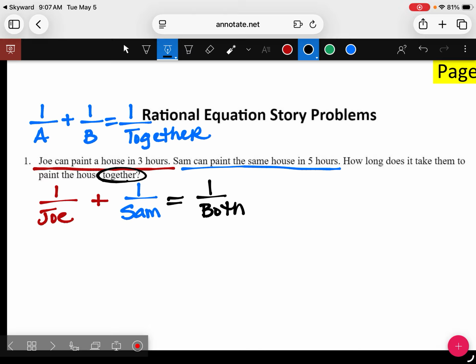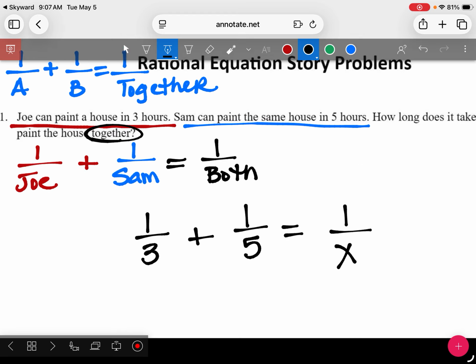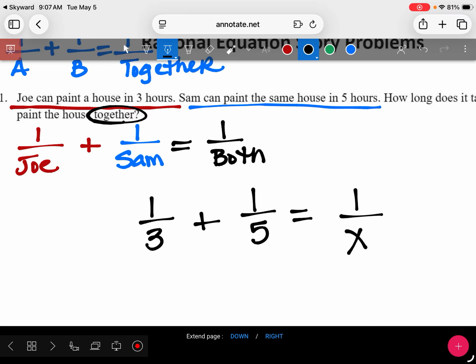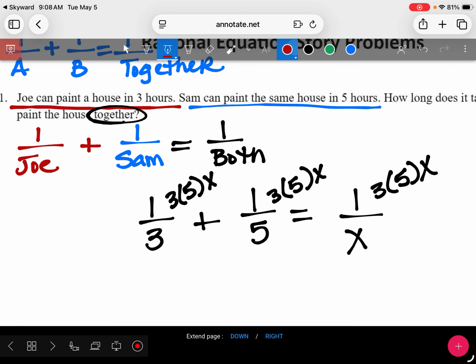So we know that Joe takes 3 hours, so that would be 1 over 3. Sam takes 5 hours, so that would be 1 over 5. We're trying to figure out how long together. So we have 3 denominators that we're going to multiply it by: 3, 5, and x, because again, we need to cancel it out. On the first one, 3 goes away. On the second fraction, the 5 goes away. And on the third fraction, the x goes away.